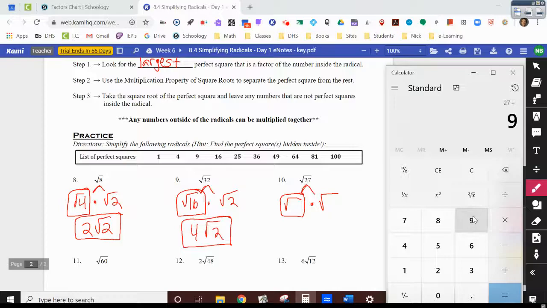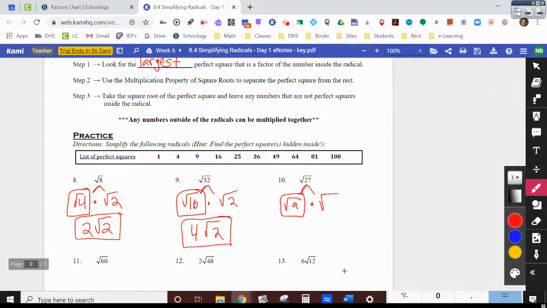So then I take 27 and divide it by the next biggest perfect square, which is 9. Oh yeah, that's right, 9 times 3 is 27. So now I can do the square root of 9 times the square root of 3. The square root of 9, that's my perfect square, is going to simplify to 3, and then this becomes rad 3, and that is my simplified answer, 3 rad 3, or 3 root 3.